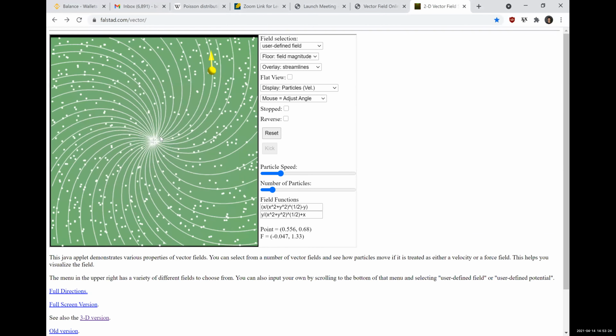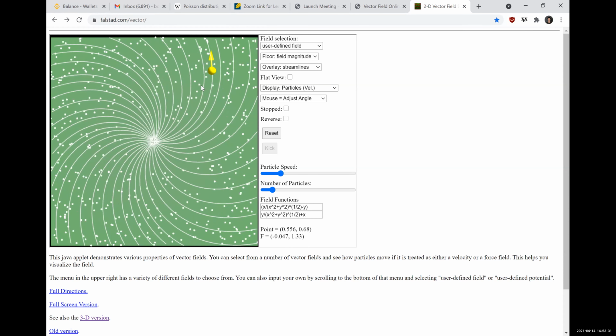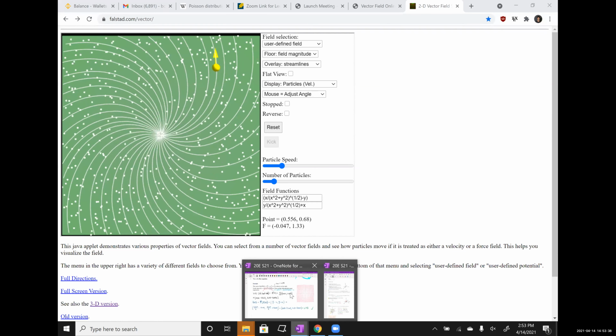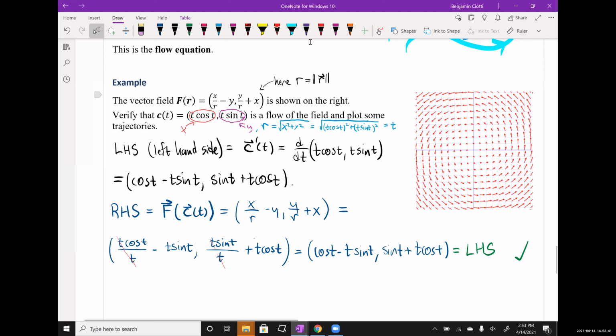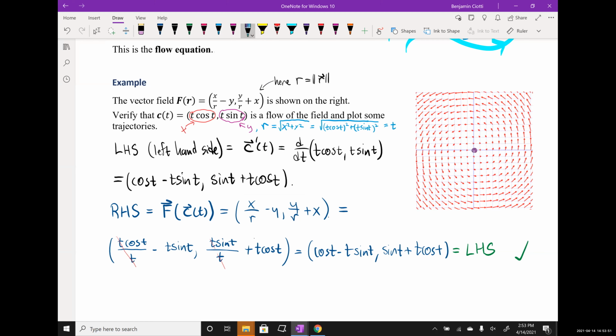And we were looking at one of those trajectories in particular. So I go back to OneNote. Anyway, that's what the trajectories look like. The particular trajectory starts at the origin and then spirals out. That's what this trajectory looks like, and it is indeed a flow of the velocity field, as we verified. Okay, so that's it, folks. Any questions?